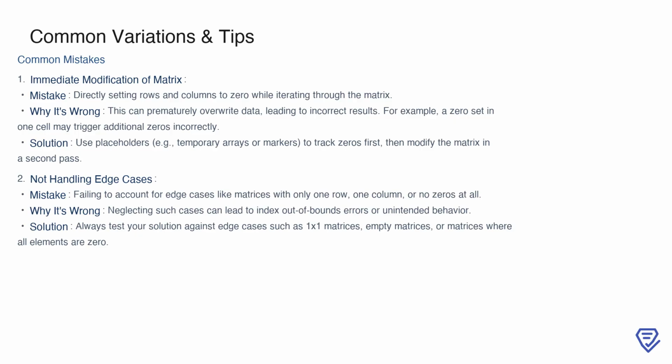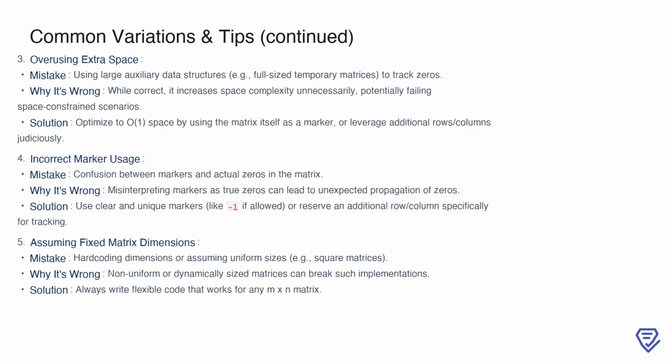ensure robustness. Another pitfall is overusing extra space by relying on large auxiliary data structures, such as full-size temporary matrices, to track zeros. While this approach works, it unnecessarily increases space complexity and may fail in scenarios where memory is constrained. Instead, aim for an optimized solution with O(1) space by using the matrix itself as a marker or carefully utilizing additional rows and columns.